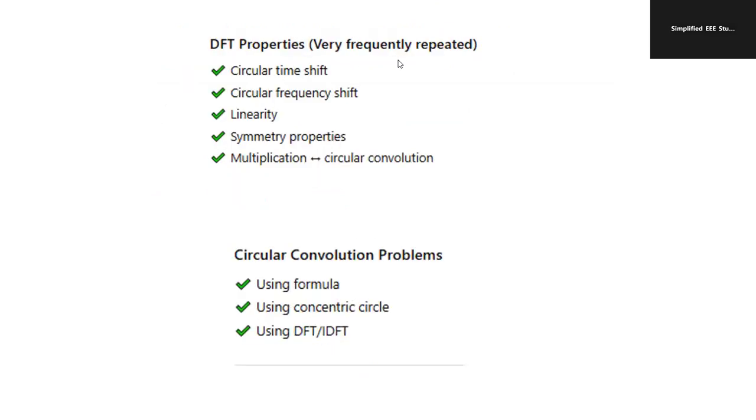DFT properties. Very frequently asked questions are on circular time shift. What is circular time shift? Explain the circular time shift, circular frequency shift. Explain the properties of DFT. How does circular frequency shift operate? Similarly, what is linearity, symmetry property, multiplication, circular convolution. What is the circular convolution process? Using the formula, using concentric circles, and using DFT and IDFT. These are the important DFT property questions and circular convolution segments.